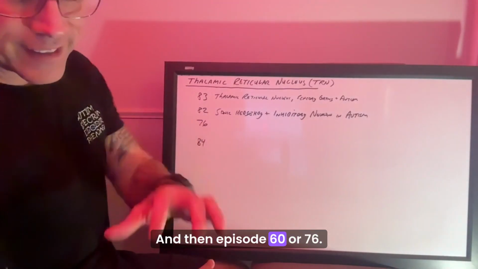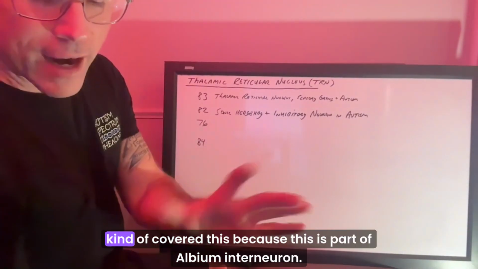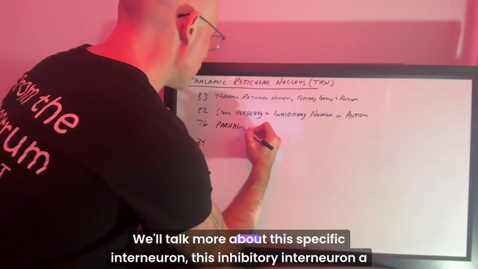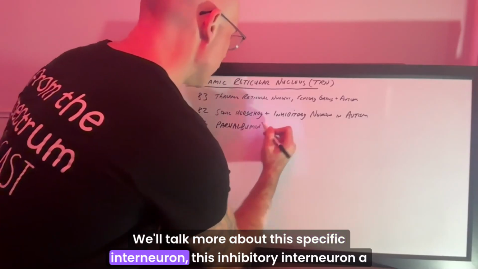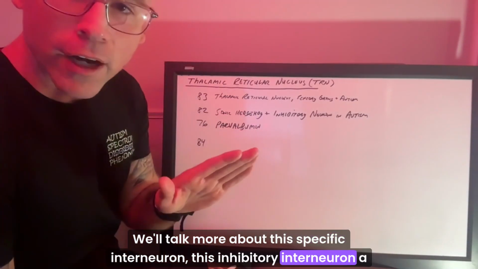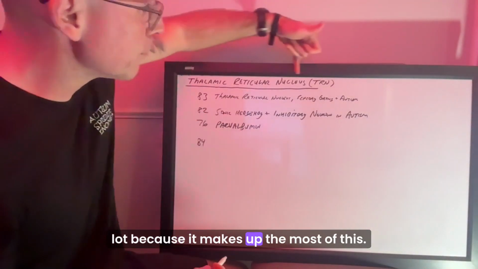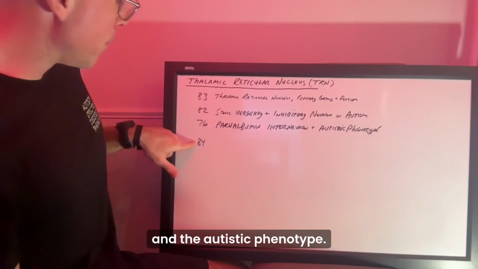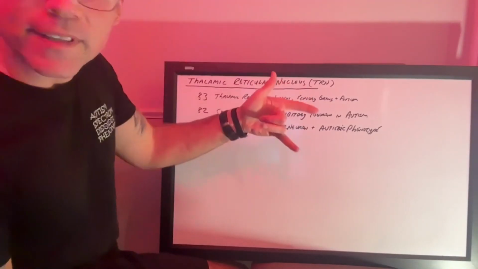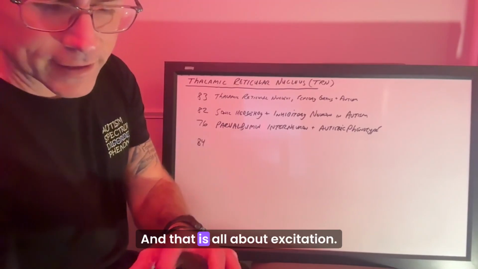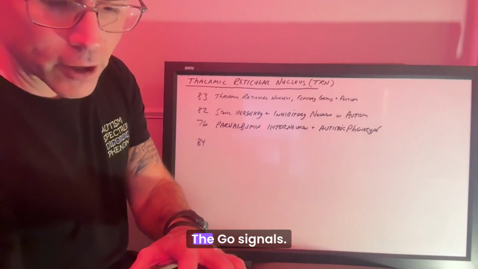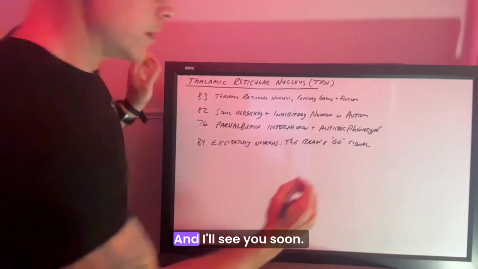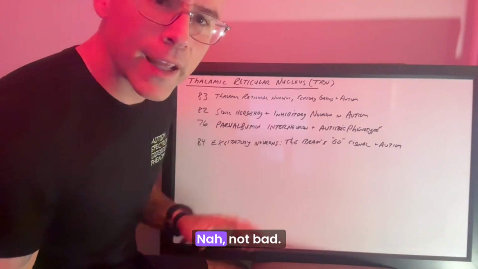And then episode 60 or 76 kind of covered this, because this is the Parvalbumin interneuron. We'll talk more about this specific inhibitory interneuron a lot, because it makes up most of this. Parvalbumin interneuron and the autistic phenotype. Episode 84 is the opposite side of this, and that is all about excitation, the go signals, excitatory neurons, the brain's go signal, and autism. Okay, showing up, not bad.